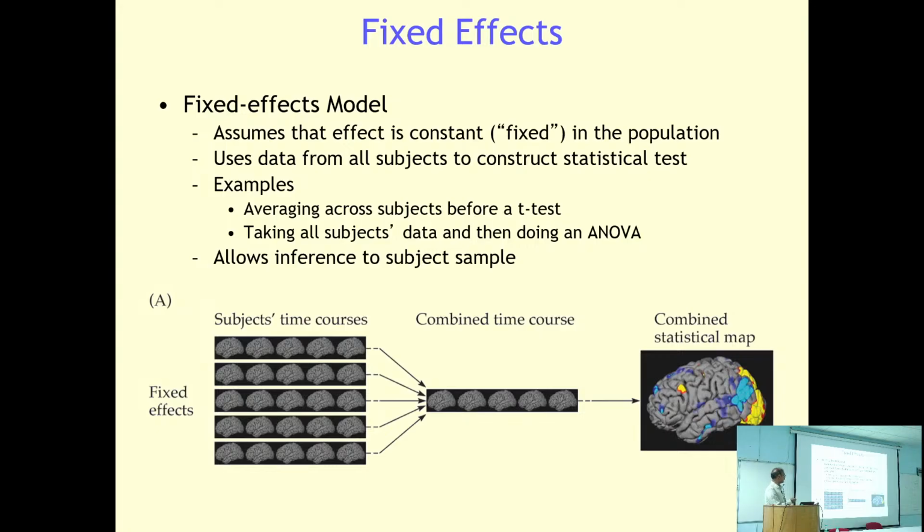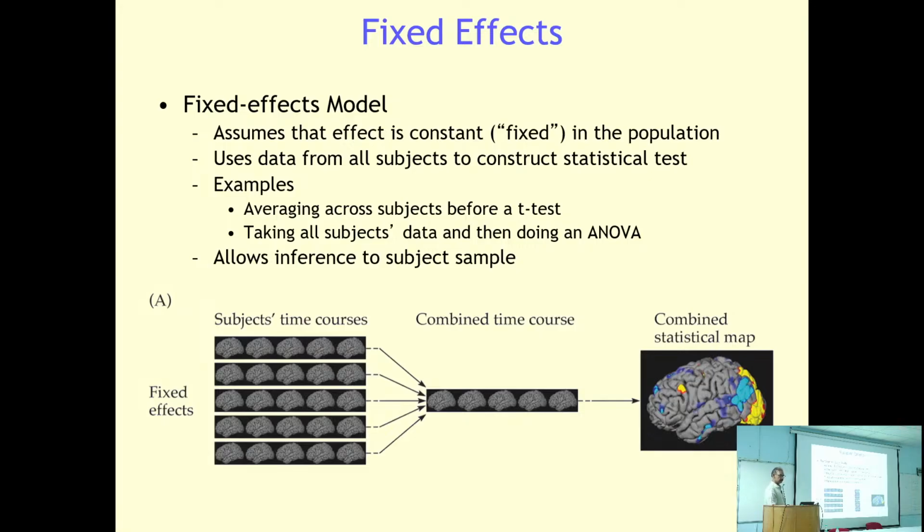Some examples would be averaging across subjects before a t-test, or taking all subjects' data and then doing an ANOVA. With this, it allows inference to a single sample. Basically, let's say you have 50 subjects who did a task. You take the time series across all the different subjects, average them, and you get one average subject. Then you do the analysis and get the combined statistical map. So this is a fixed effect.